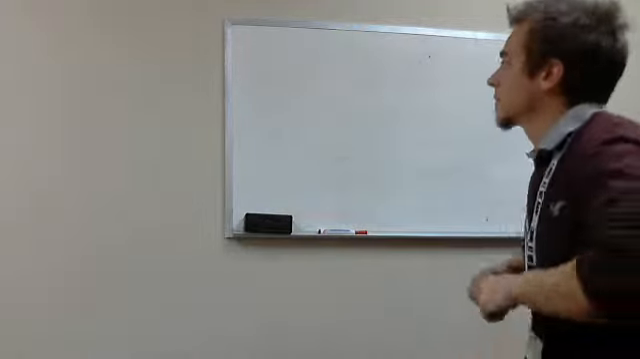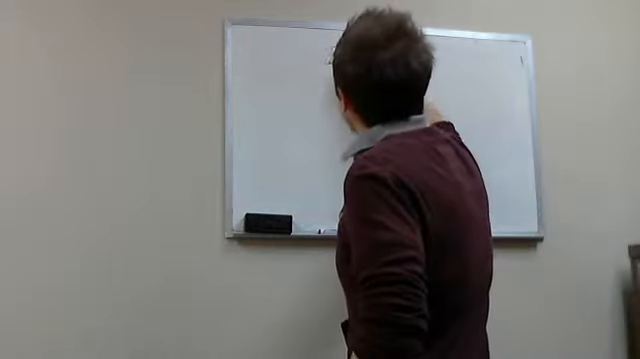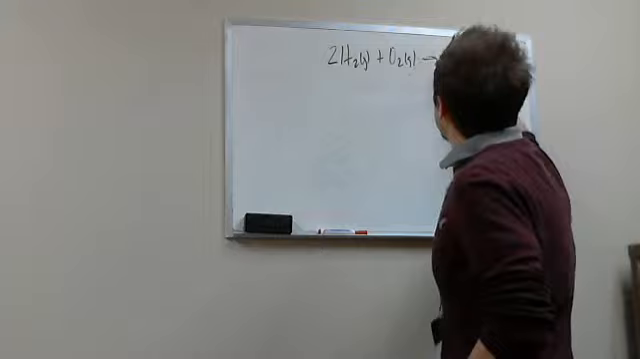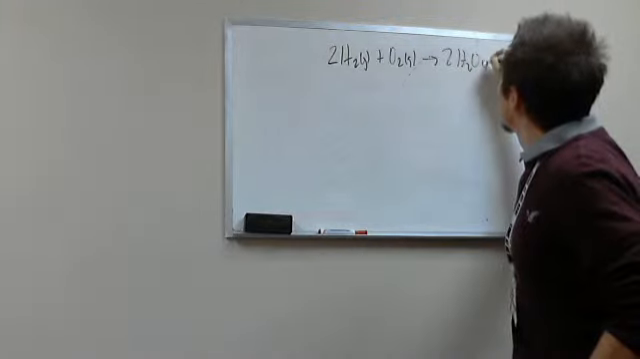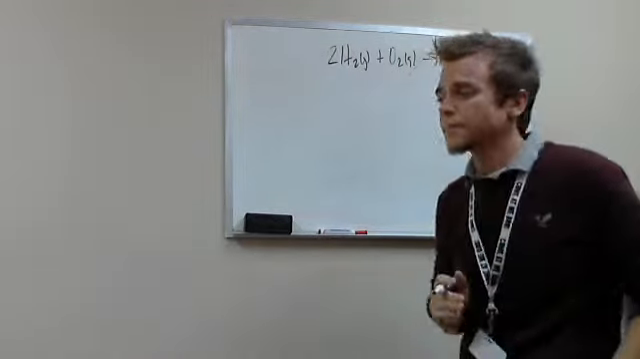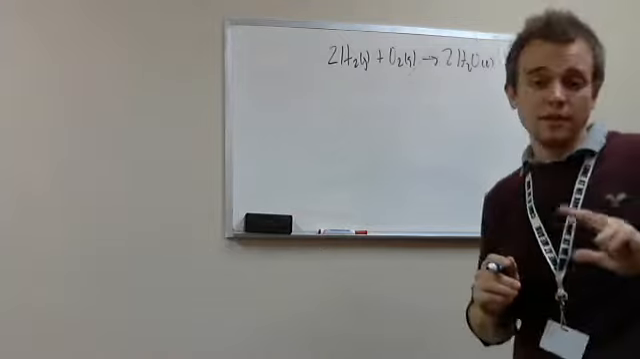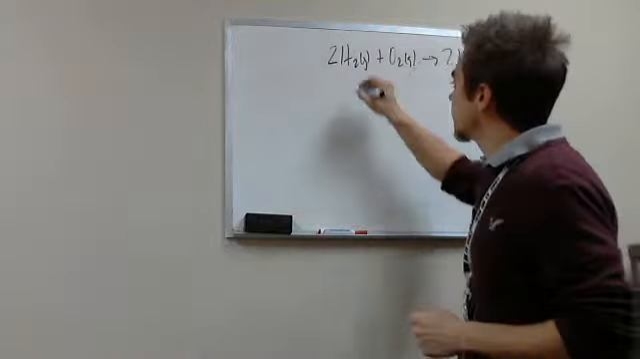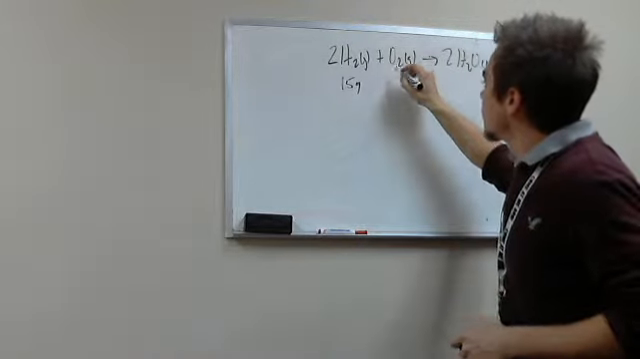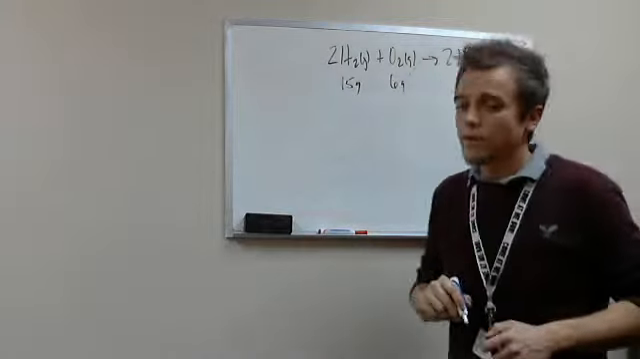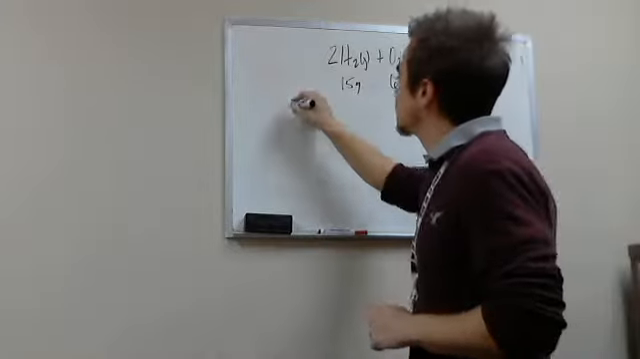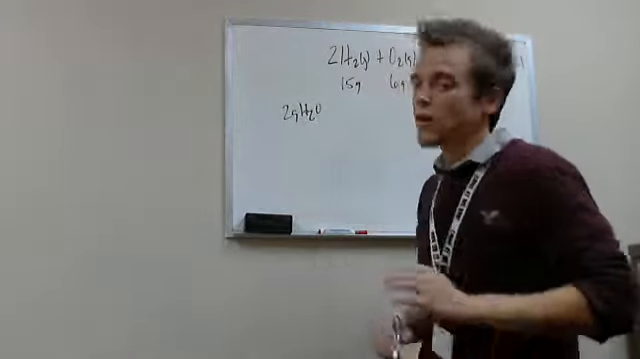So let's do an example. A very easy chemical reaction: 2H2 plus O2 makes 2H2O. Here's a common question that you're going to see. If we reacted 15 grams of hydrogen with, I don't know, 6 grams of oxygen, what's our limiting reagent? What's our theoretical yield? And if we produced 2 grams, what's our percent yield?